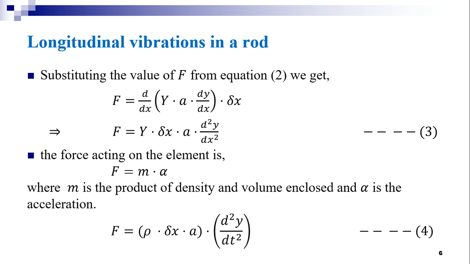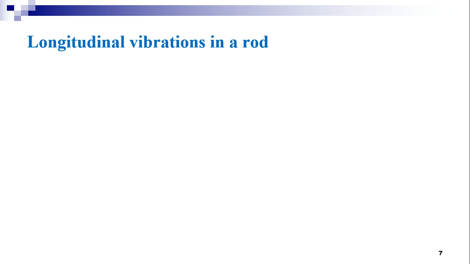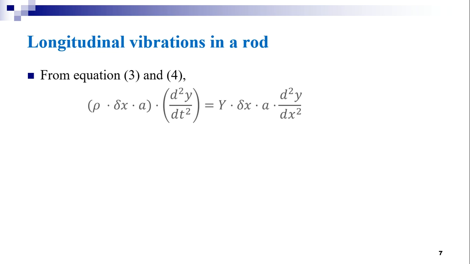Now from equation 3 and 4, comparing these two equations, we can write rho into delta x into A into d square y by dt square, that is equal to y into delta x into A into d square y by dx square. This in turn can be written as d square y by dt square, that is equal to y by rho into d square y by dx square.